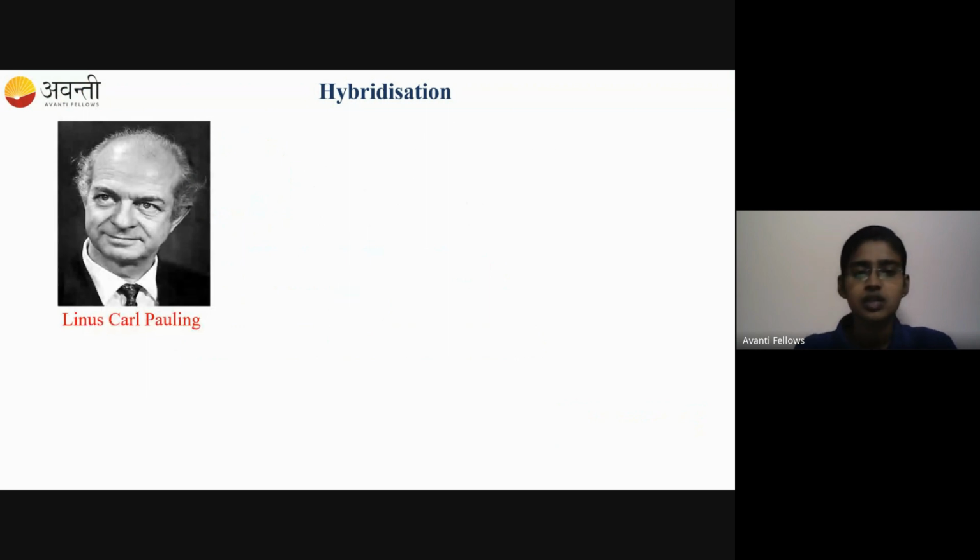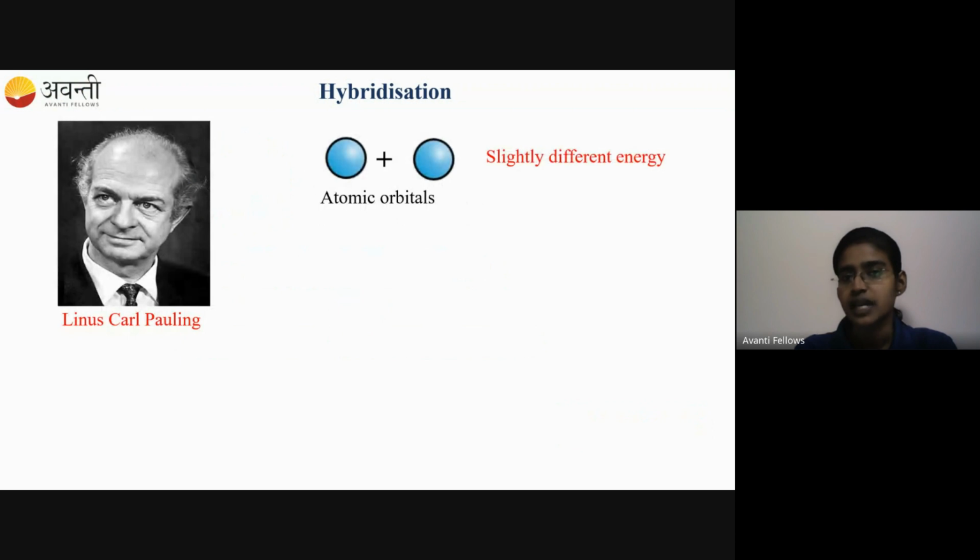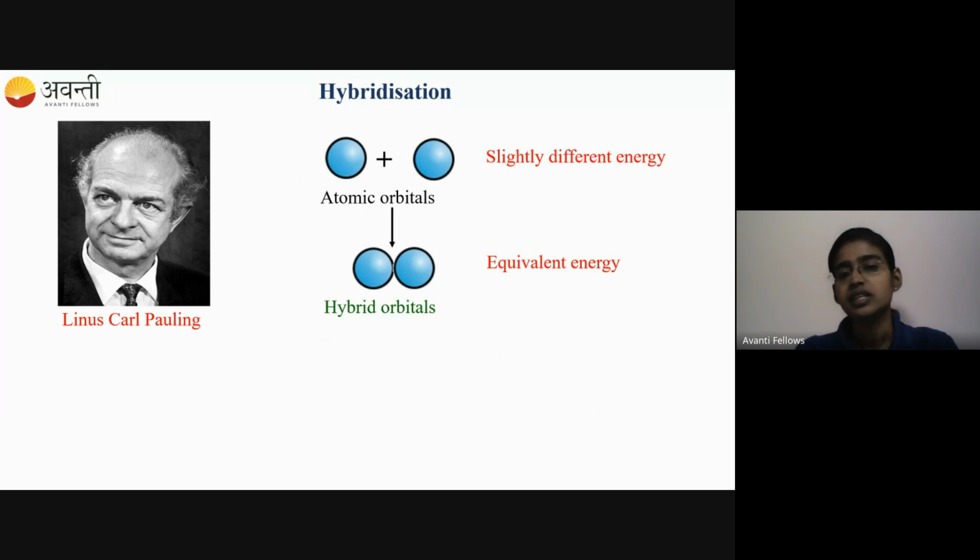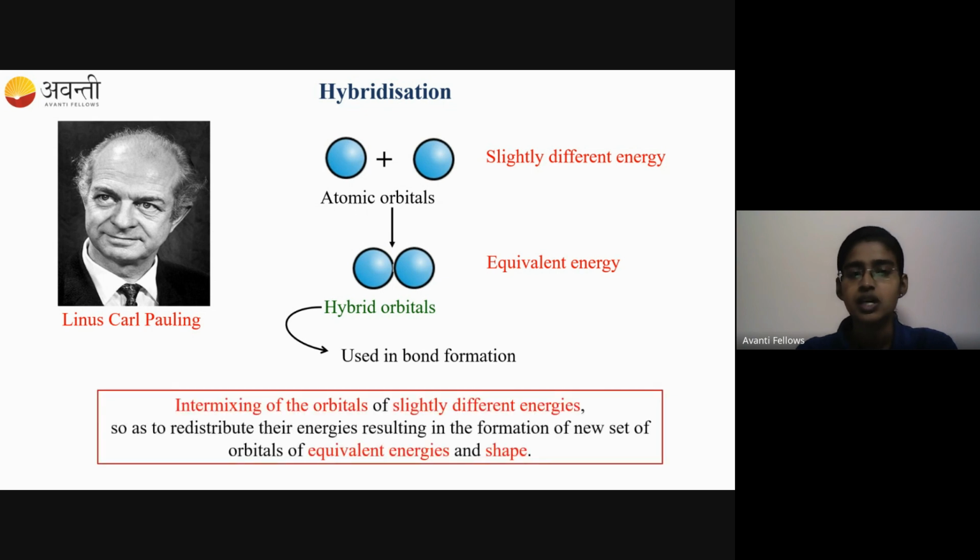Okay. So, he took atomic orbitals with slightly different energy. And when he combined these, he got hybrid orbitals with equivalent energy. Now, he said that only these hybrid orbitals are used in the bond formation process. Now, coming to the definition of hybridization, it is the intermixing of atomic orbitals of slightly different energy so as to redistribute their energies, resulting in the formation of a new set of orbitals of equivalent energy and shape.